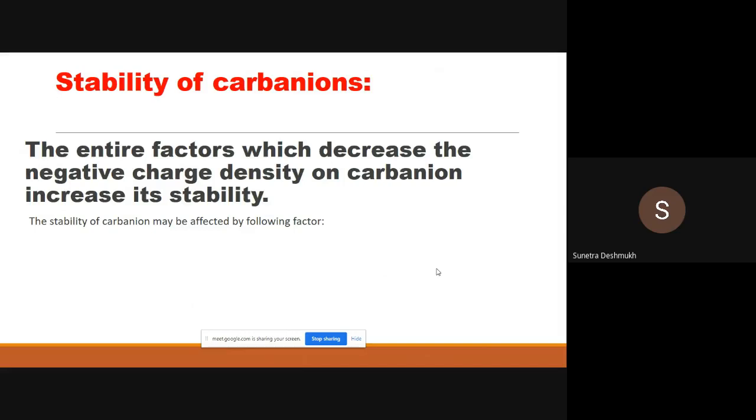All factors which decrease the negative charge density on a carbanion increase its stability. That means the stability of carbanions is inversely proportional to the negative charge. The factors which absorb or withdraw the negative charge of the carbanion make it more stable. So in short, if electron withdrawing groups are present next to the carbanion center, we can say that carbanion is more stable. We will see one by one which factors are responsible for the stability of carbanions.